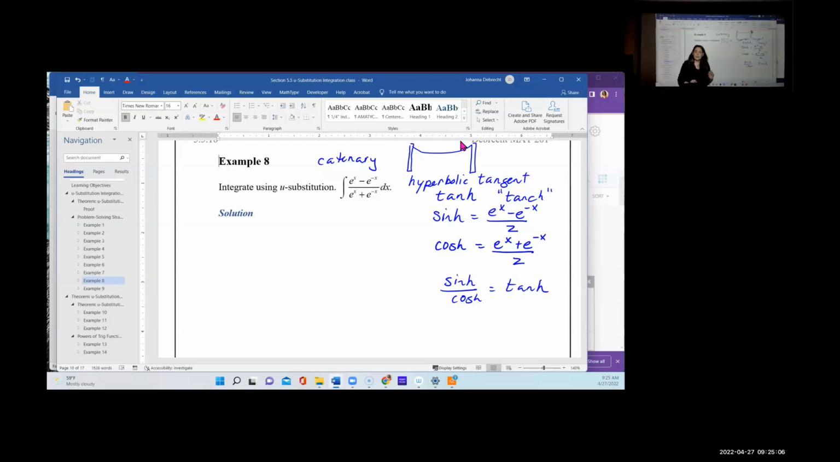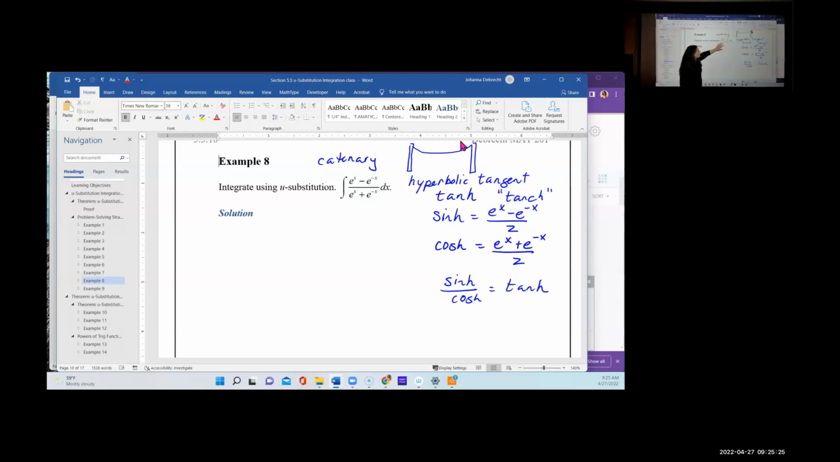The weight of any kind of string or wire or tube or rope under its own weight suspended between 2 points, like a clothesline, that's a catenary function. Okay, we want to take the integral of this catenary function.